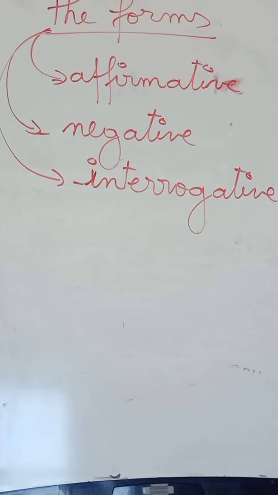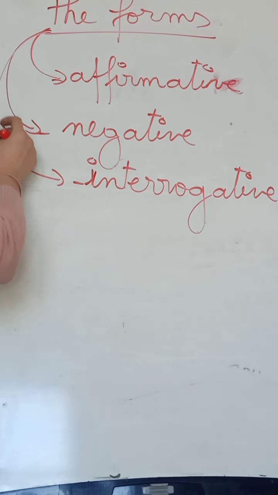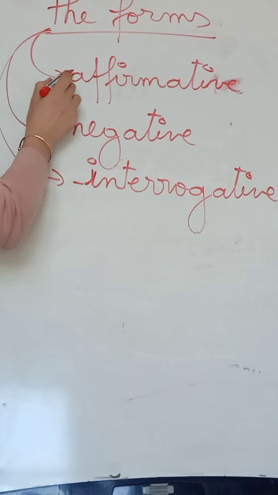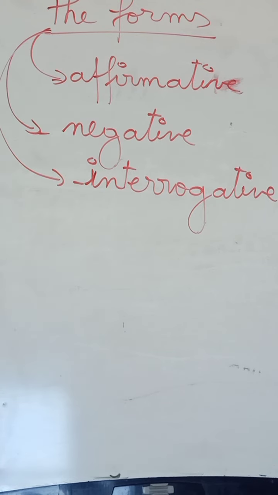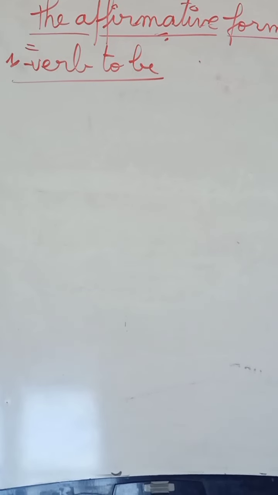Now, let's talk about the forms. Concerning the forms, we have got 3 forms. We have got the affirmative form, the negative form, and the interrogative form. On va les voir aujourd'hui. Now, let's start with the affirmative form, la forme affirmative.